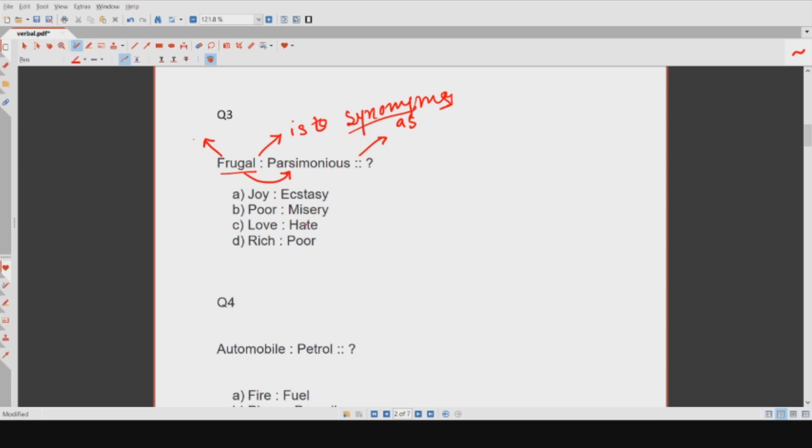So, we have to look for such an option that best suits the given relation. So, let's look at the options. The first one is joy and ecstasy. Here, the word joy means happiness. We all know joy means happiness, and ecstasy also means great happiness.